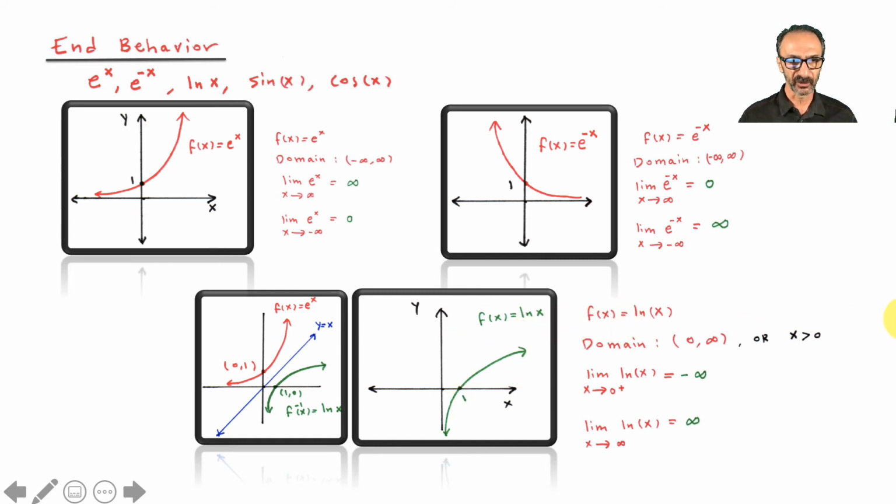It's already here. The domain is x greater than 0 because it doesn't touch the y-axis, from 0 to infinity, not including 0. As x goes to infinity, you're going to infinity right here, and as x goes to 0 from the right, you're going down all the way. So as x approaches 0 from the right, you're going down to negative infinity.